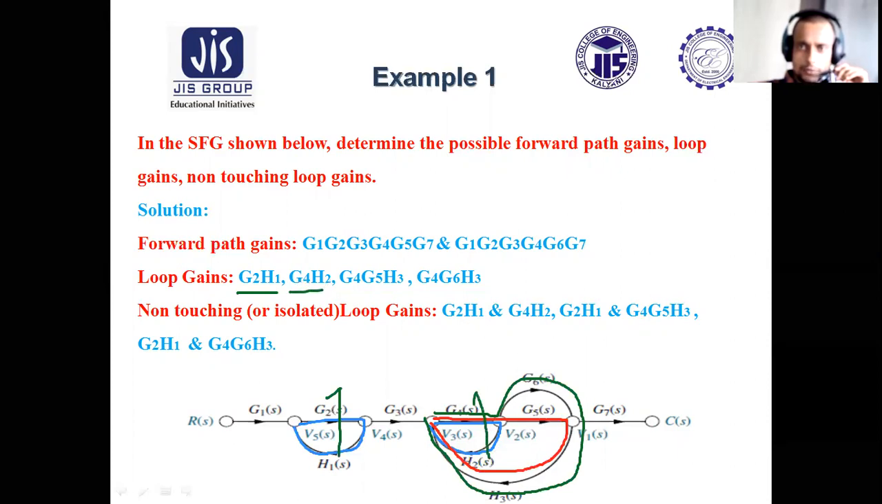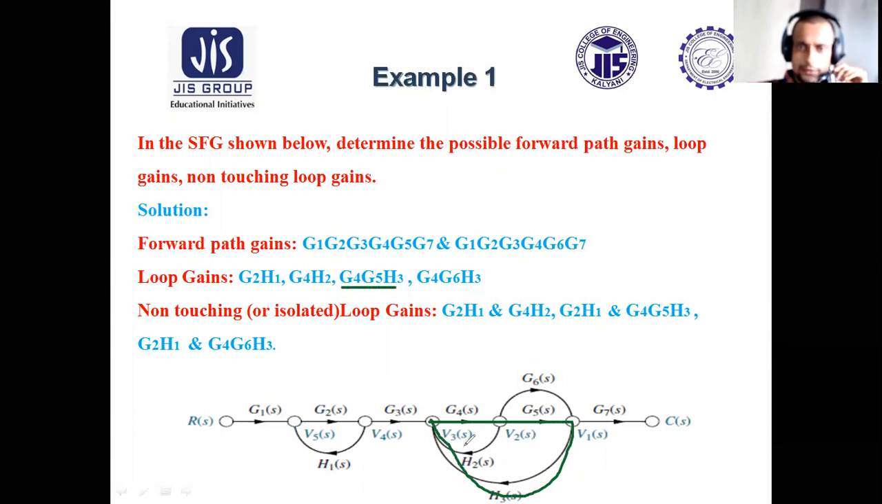For the third loop, G4 G5 H3. And for the fourth loop, G4 G6 H3. So these are the loop gains for this SFG. Now, what are the non-touching loops? What do you mean by non-touching or isolated loops? Suppose you have two loops like this.